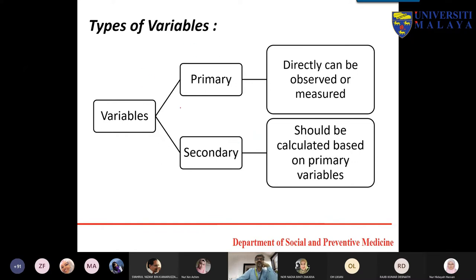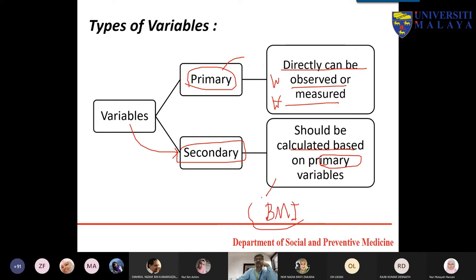So the other types of variables, we categorize according to the calculation or computation. Some of the variables directly can be observed or can be measured from a population or sample. Some other variables that we call secondary variables are those variables that we calculated based on the primary variables. For example, you collect weight and height, and then you calculate the BMI, right? So you can create some index, some new variables.